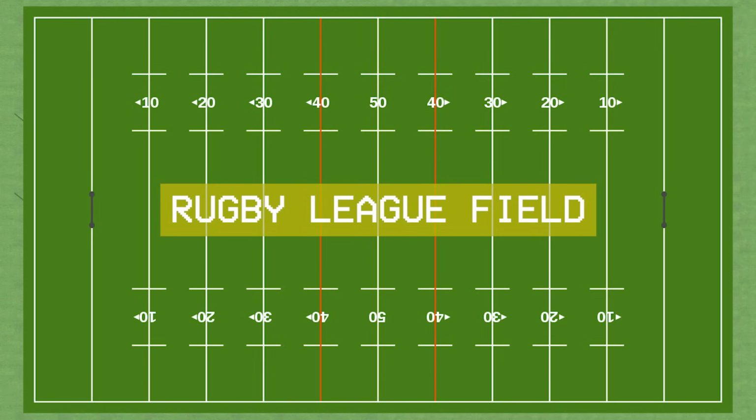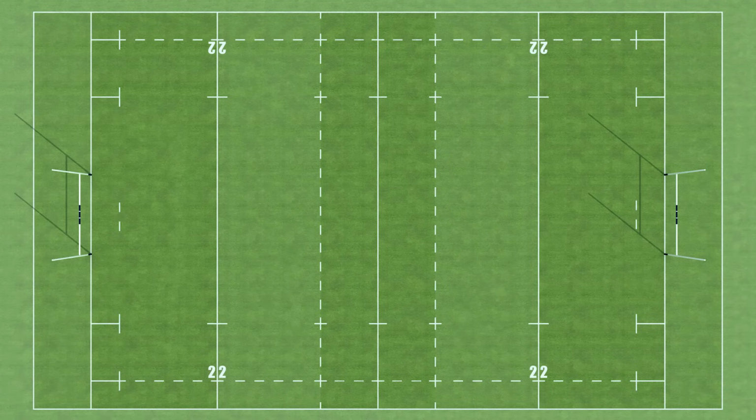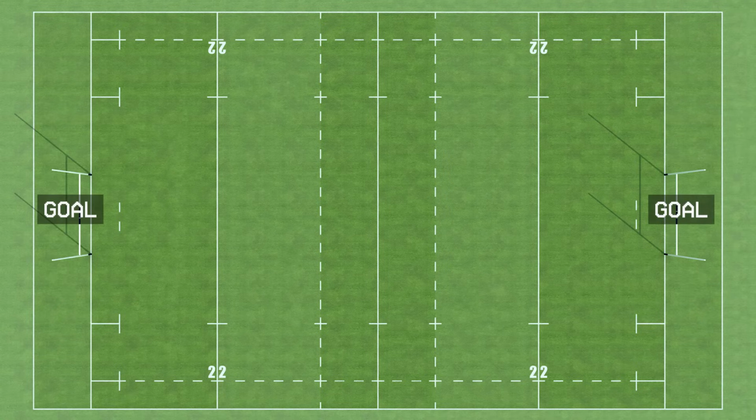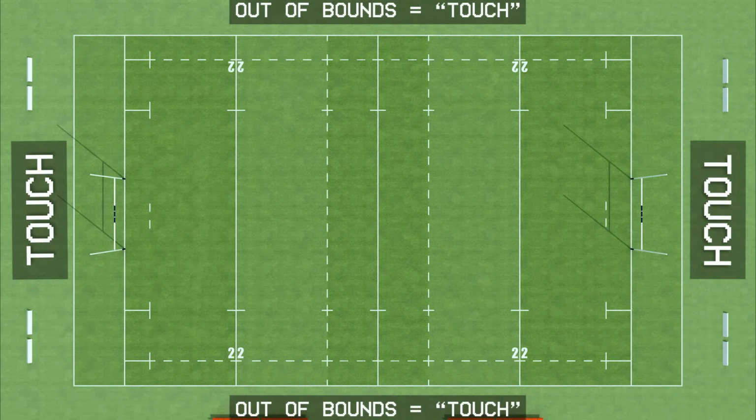Regardless of the version of rugby being played, the center line on the field is called the halfway line, and the goal lines are called the try lines. At each end of the field is an in-goal area, which is what we would call the end zone. The in-goal areas have a set of uprights that are called goals, and the out-of-bounds area is called touch. So where we would say the ball went out of bounds, they would say it went into touch, or that it's in touch.